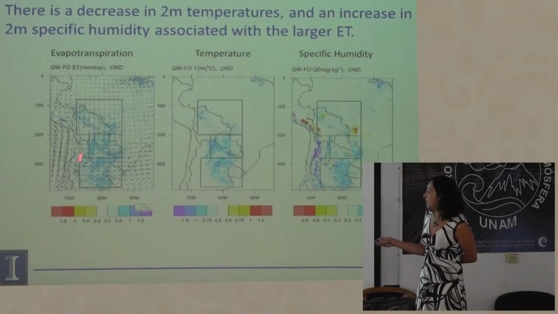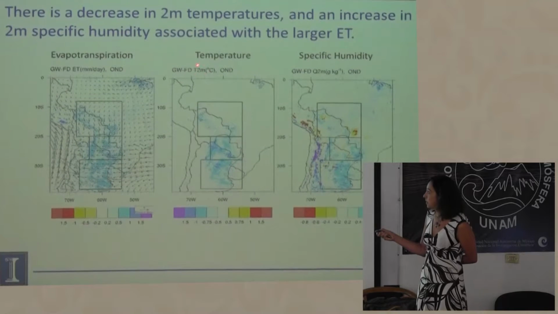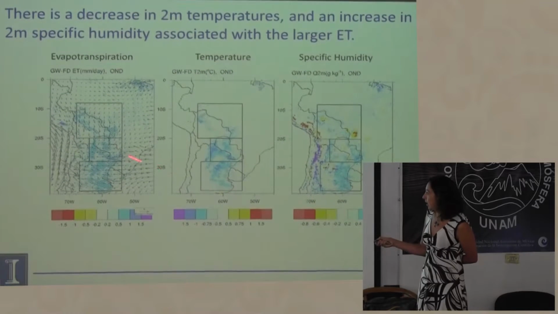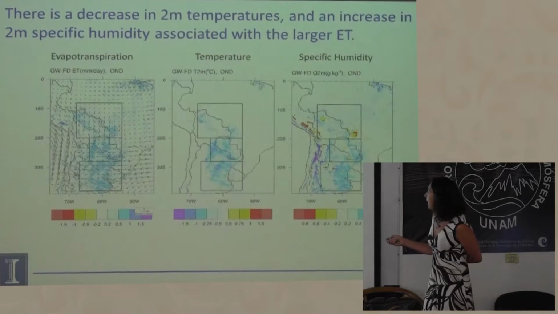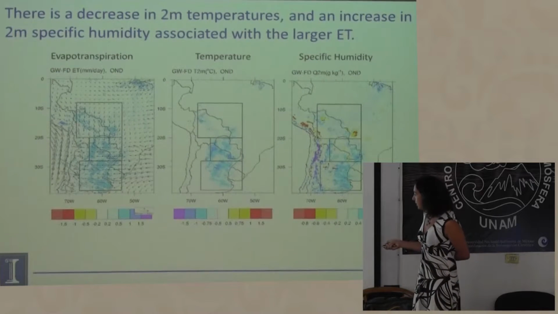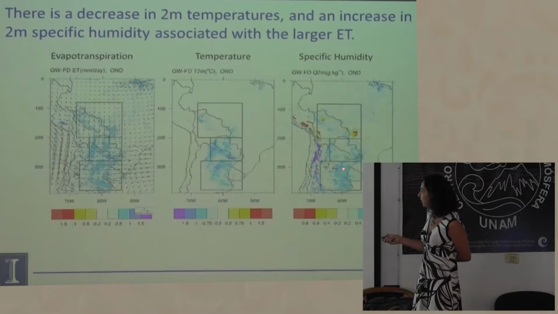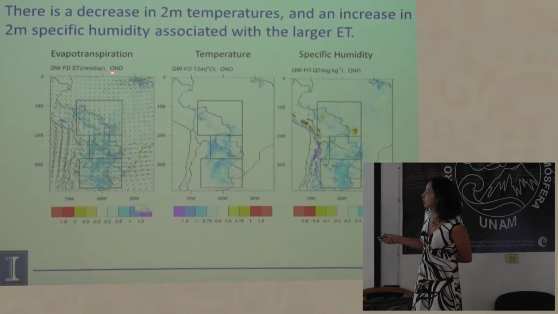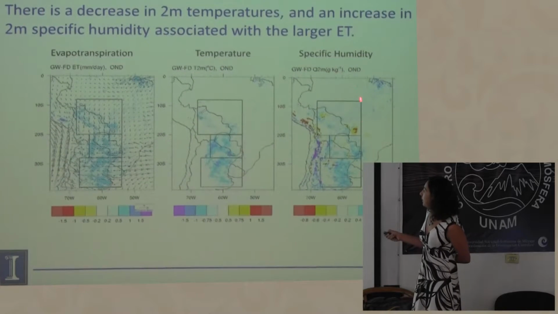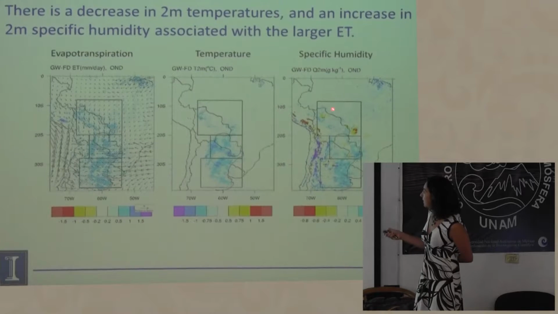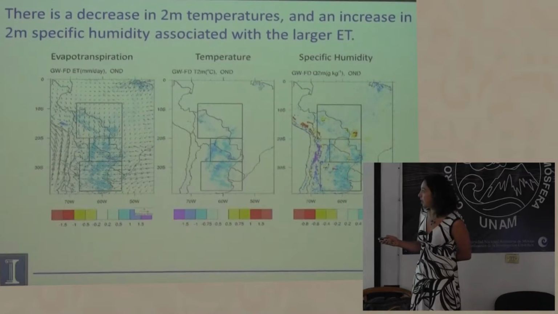These changes in evapotranspiration then lead to decreases in 2-meter temperature over a large part of the La Plata and Amazon. And we have increases, here the blue are increases, in 2-meter specific humidity over a large part of this region. However, the signal is not that great. Sorry, this is October, November, December. So we have all these increases in specific humidity.